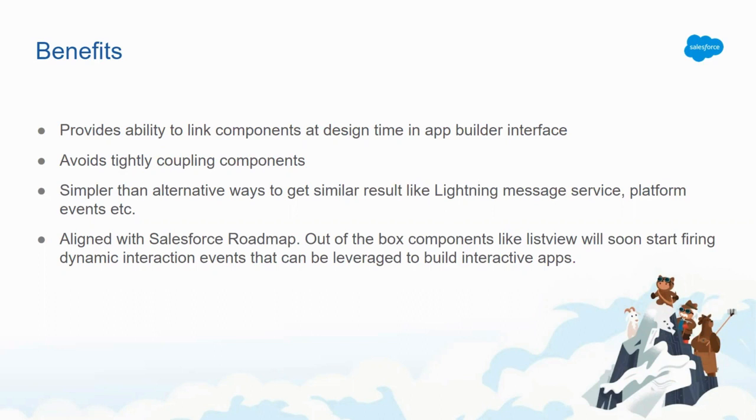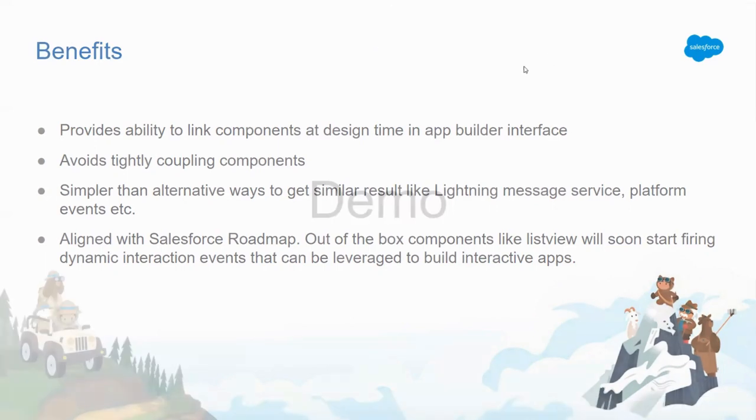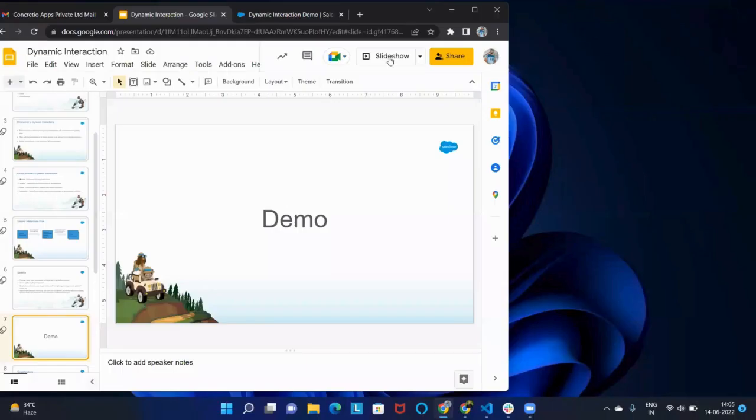It is aligned with the Salesforce roadmap. Out-of-the-box components like list view will soon start firing dynamic interaction events that can be leveraged to build interactive apps. So currently it's not there, but in an upcoming update, Salesforce may release dynamic interaction in the standard components also, for example list view, so that we can use it directly in the standard components. Yeah, so let's move on to the demo part.